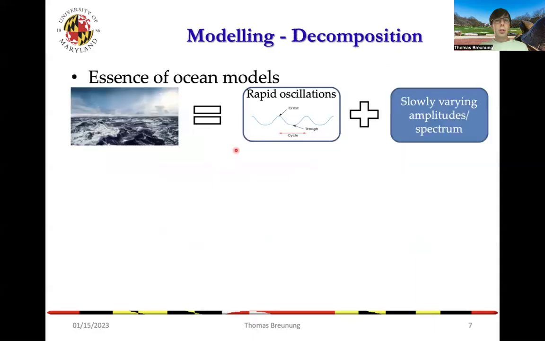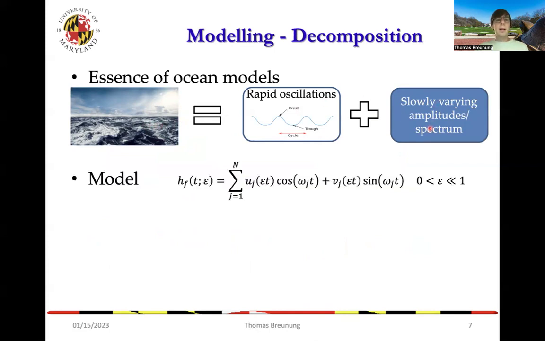With the decomposition, we were inspired by the essence of all ocean wave models out there, and also state-of-the-art operational ocean wave forecasting models, which decompose the ocean into a set of rapid oscillations, so rapid ups and downs, with slowly varying spectrum and amplitudes. In essence, this inspires the following model, where we have the rapid oscillations modeled with cosine and sine functions. The slowly varying amplitudes and spectrum are captured by the time variation of the amplitudes u_j and v_j, which are allowed to vary in time, but slowly, which is modeled with the small parameter epsilon here.